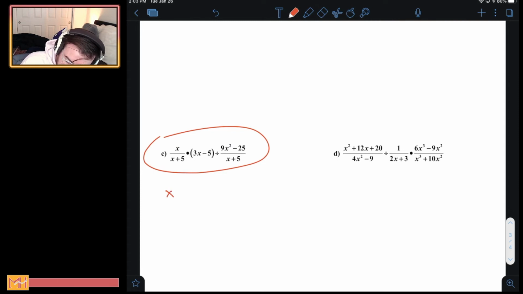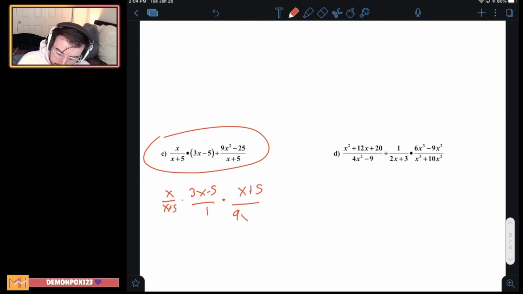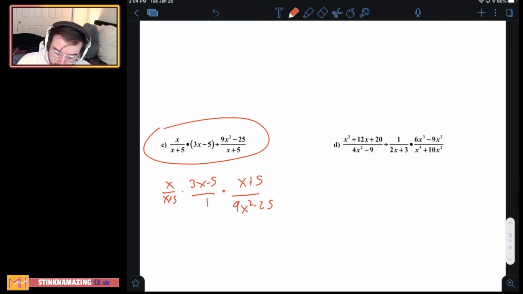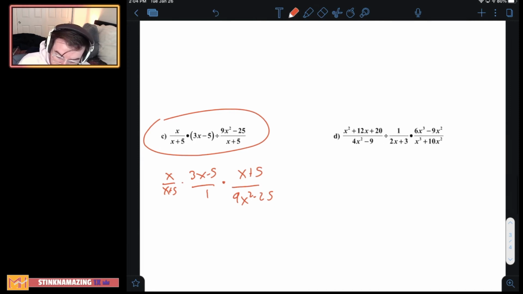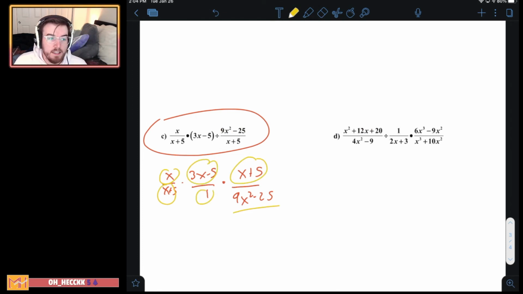So x over x plus 5 times, okay, so that guy I leave alone, right? That guy I leave alone because it is multiplication. But this one I'm going to flip because it's division. All right? I need to factor. Nothing to factor in that first thing, right? These are lonesome factors, lonesome factors, lonesome factors. It's only this that needs factored.